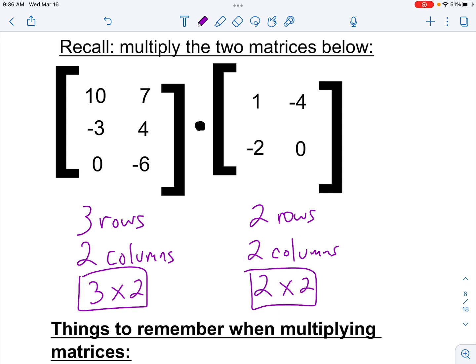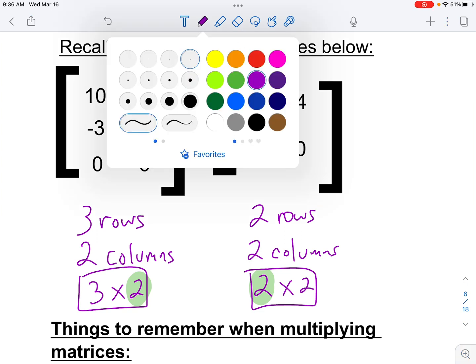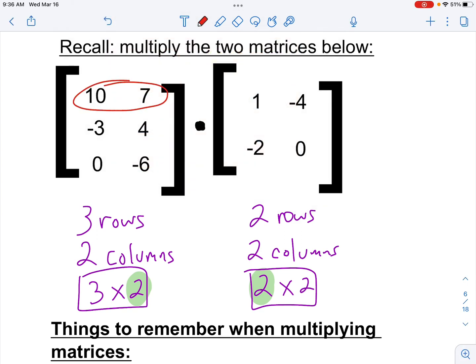In order for the multiplication to be possible, this number right here has to match this number right here. They do match. The number of columns of the first one matches the number of rows of the second one. So that means the multiplication is possible, and here's why. When you multiply these, you go across the row for the first matrix and down the column for the second matrix.